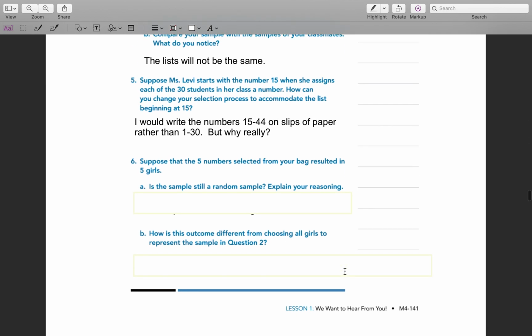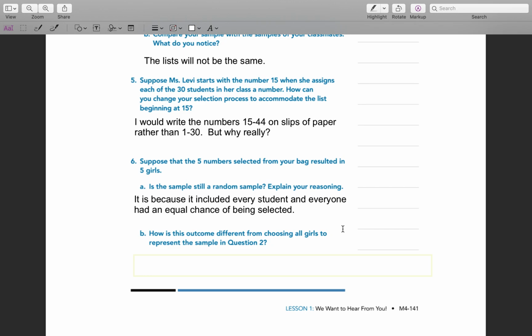So suppose that the 5 numbers selected from your bag resulted in 5 girls. Is the sample still random? So you picked 5 numbers out of those 30 cards, and all of them were girls. It would still be a random sample because it included every student and everyone had an equal chance of being selected. It just happened to be that those 5 chosen ones were the girls.